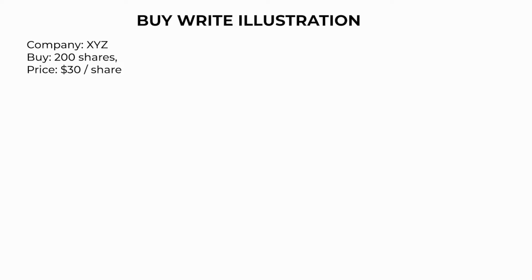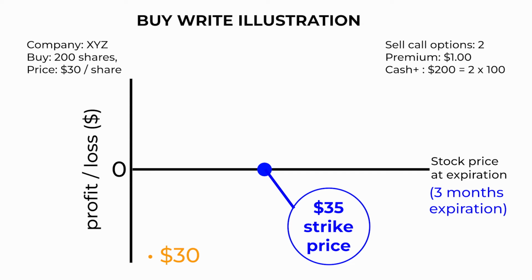So for example, let's say you want to invest in XYZ company, which is trading at $30 per share. So you buy 200 shares of XYZ for a total investment of $6,000. At the same time, you sell 2 call option contracts for XYZ with a strike price of $35 and an expiration date 3 months away. For selling these options, you receive a premium of $1 per share totaling $200, which is $100 per contract, since one contract usually represents 100 shares.